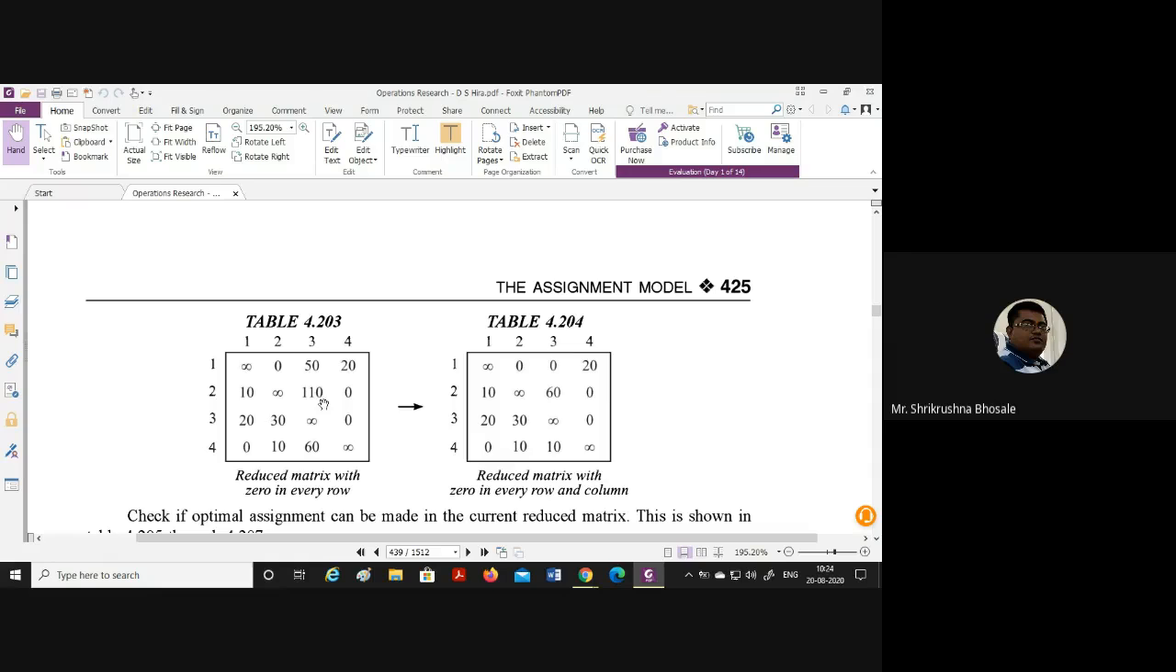Once I got this table, then I have to go for the column operation. If I go for the column operation, for the first column there is 0, for the second column there is 0, but for the third column there is no 0, and for the fourth column there is 0. Only the third column gets changed here. So this is the column operation. After the column operation, I will get this particular table.